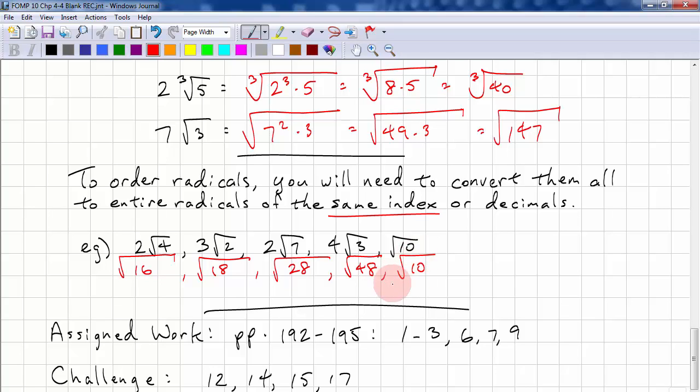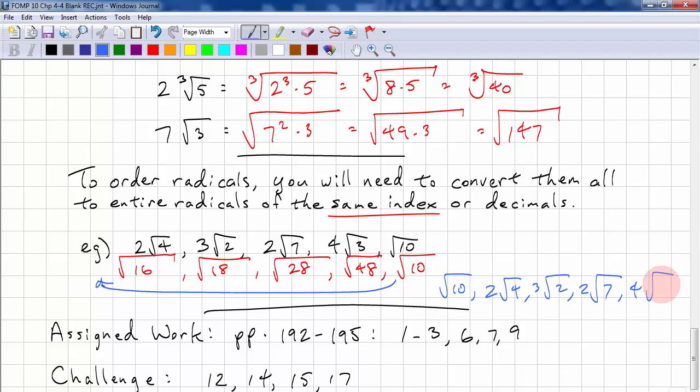And to order this, we simply need to move this one to the front. So writing our final order, we have root 10, and write out the original radicals. This is 2 root 4, 3 root 2, 2 root 7, and 4 root 3. And that completes this lesson.